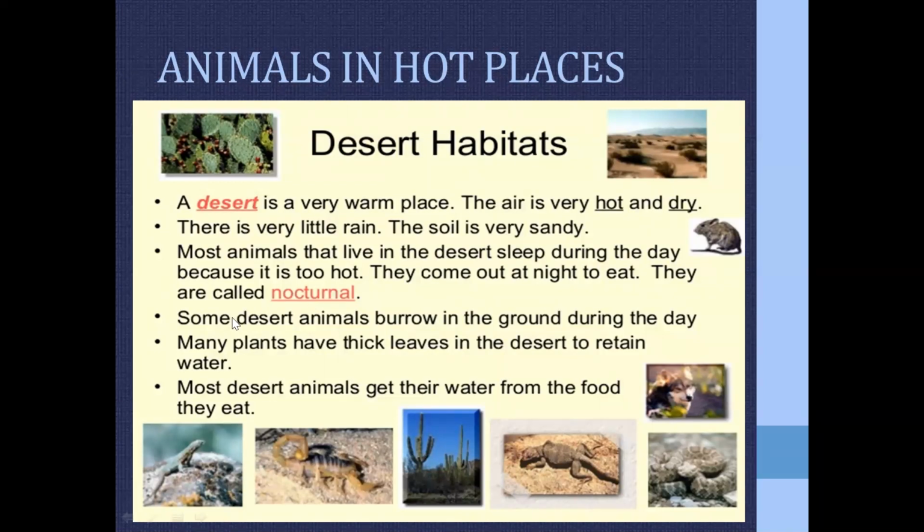Then some desert animals burrow in the ground during the day. It means they start burrowing into the soil, the sand, and then they go inside it during the daytime, because again it is very hot during the daytime in the deserts. Now let's have a look at the plants. Many plants have thick leaves in the desert to retain water. You can see the example of this desert plant, which is called a cactus. They have spines, they have thick fleshy stems, they have thick leaves which can hold water in them.